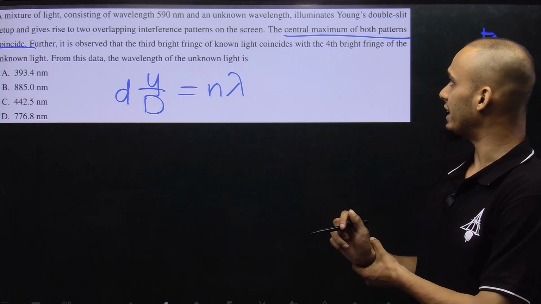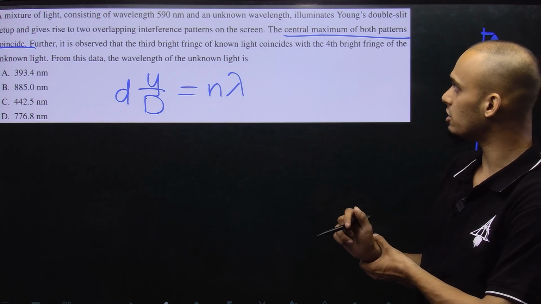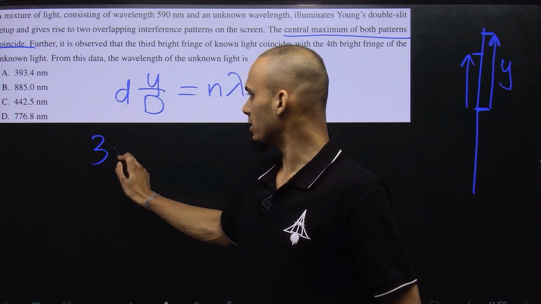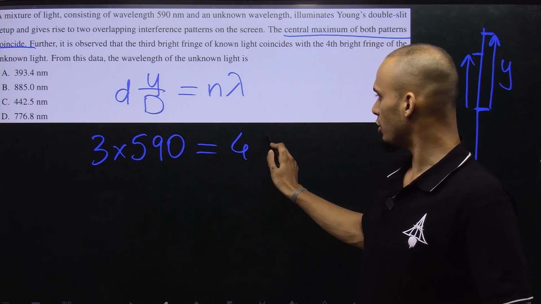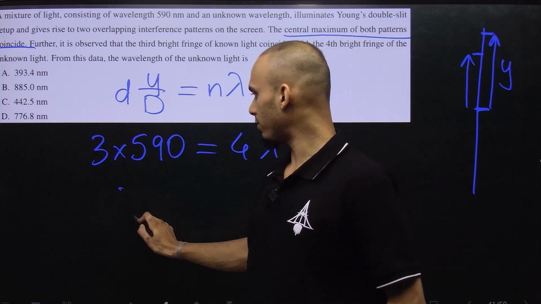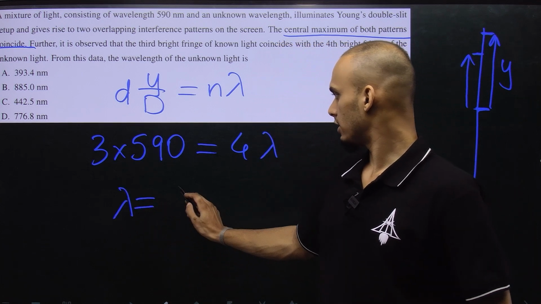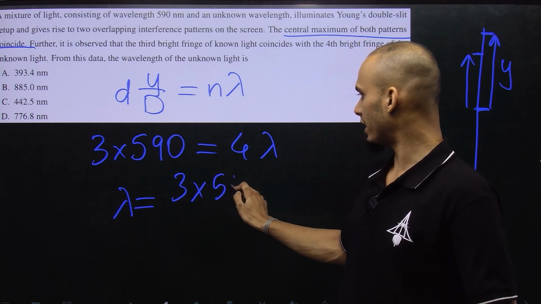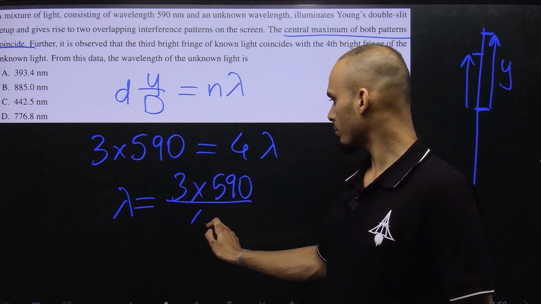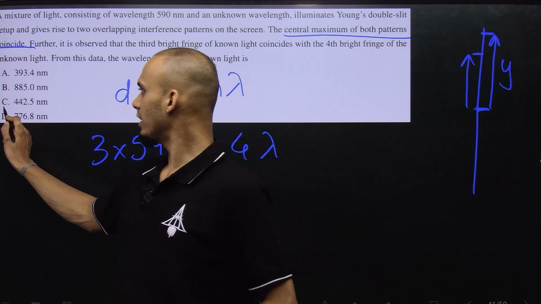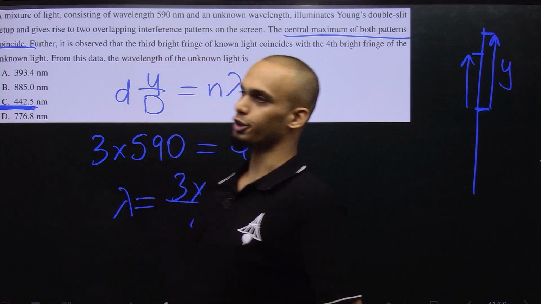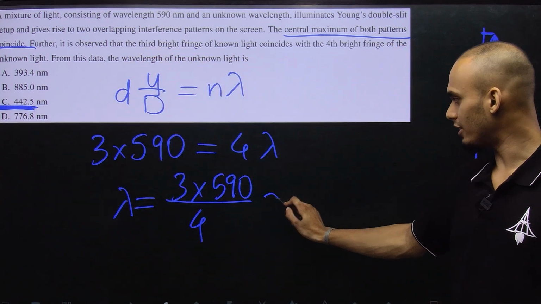For the wavelength of 590, we know that the third fringe coincides. So 3 into 590 should be equal to the fourth fringe into the unknown wavelength lambda. The value of lambda we get as 3 into 590 upon 4. 4 approximately goes into 590 as 150 approximately. So approximately 450, and since the options are quite far apart, 450 is closest to 442. 442 will be the answer.